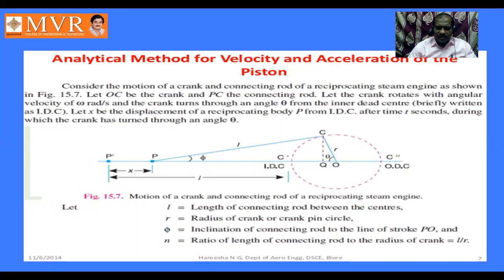L is the length of the connecting rod between the centers. R is the radius of the crank or crank pin circle. Phi is the inclination of the connecting rod to the line of stroke PO. N is the ratio of the length of the connecting rod to the radius of the crank, that is, N equals L by R.